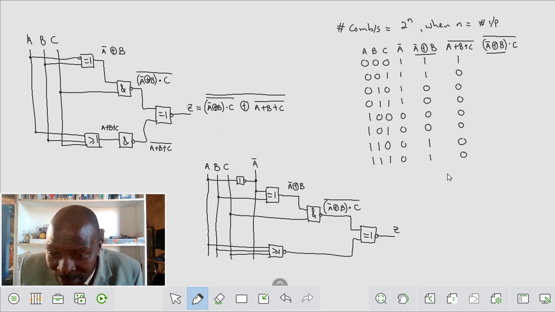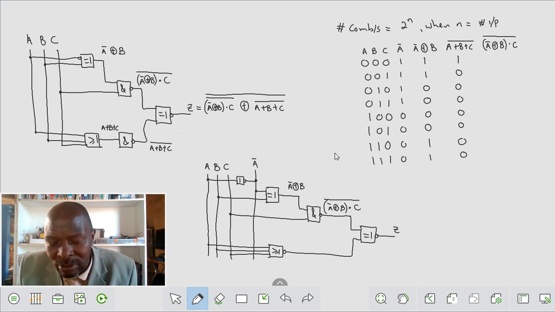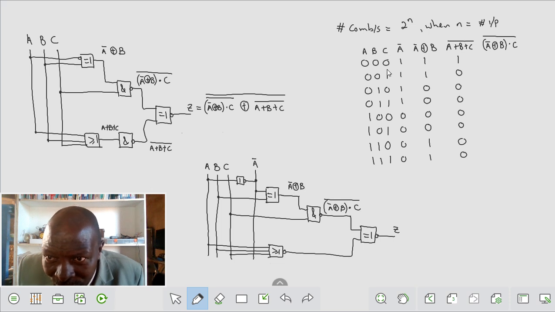NAND gate looks for what? NAND gate looks for zeros, and then AND would give you 0. Anything times 0 is 0, but NAND will give you 1. So if I see on C, if I see a 0, I know I'm going to have a 1. Again, a 1. The C is skip 1.